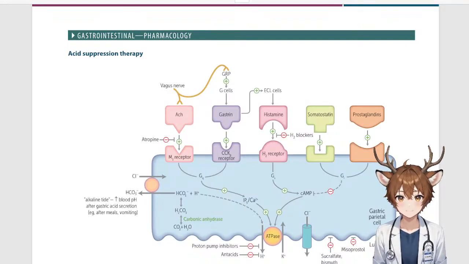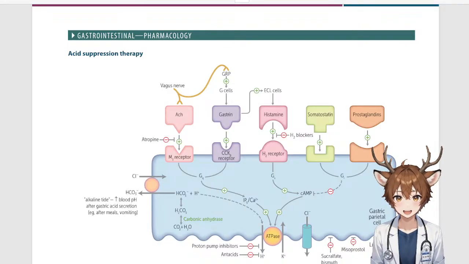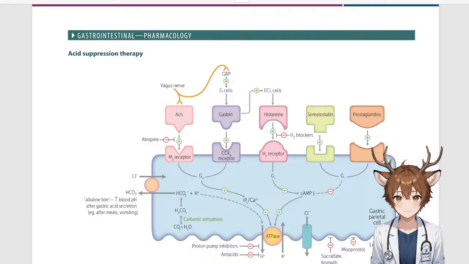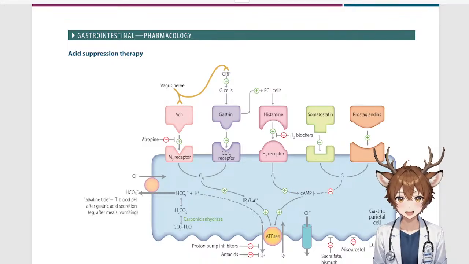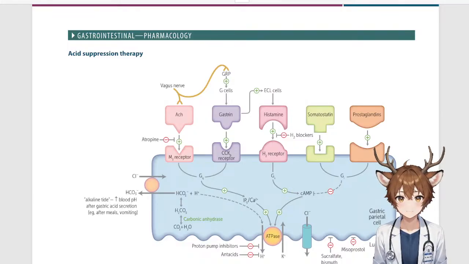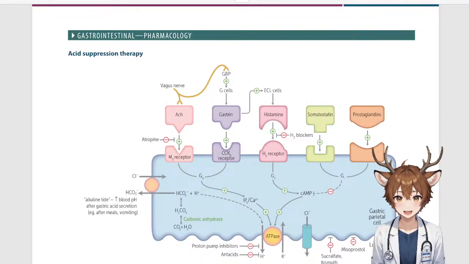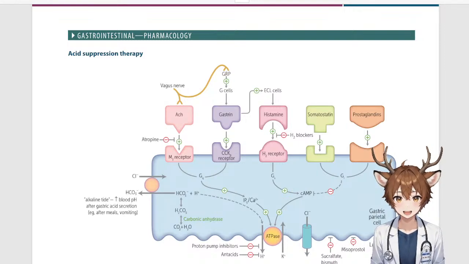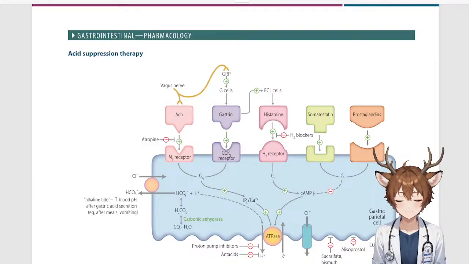Okay, let's go on to the gastrointestinal section on pharmacology. Or I should say, the pharmacological section of the gastrointestinal chapter. Acid suppression test. That just shows you some various different kinds of things going on with ACH acetylcholine going to the M3 receptor, gastrin going to the CCK receptor, histamine going to the H2 receptor, somatostatin going to some receptor related to G sub I, and prostaglandins going to some receptor related to G sub I as well.